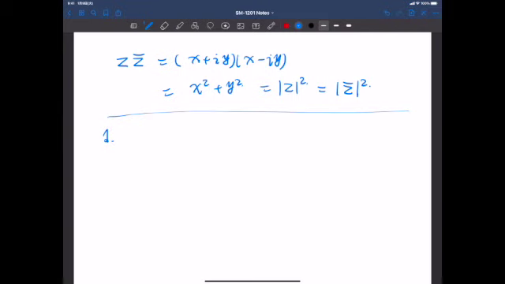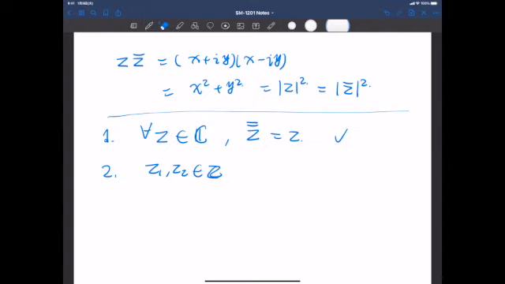First, we have already seen that for all complex numbers, the conjugate of the conjugate is equal to the original complex number. So you already know this. Now, if z1 and z2 are complex numbers, then the complex conjugate of their sum is the sum of complex conjugates.